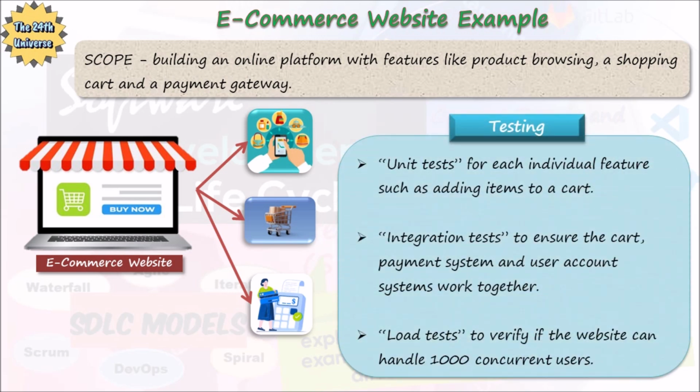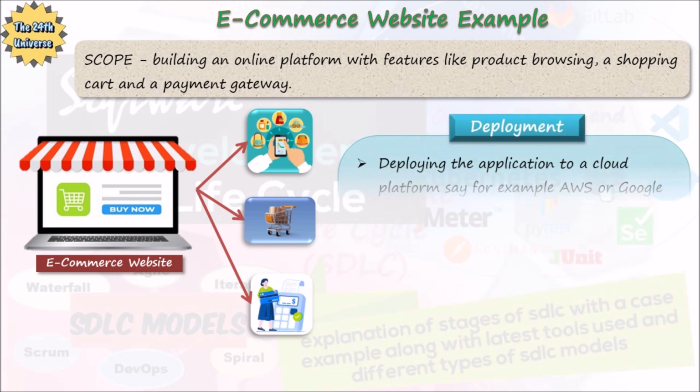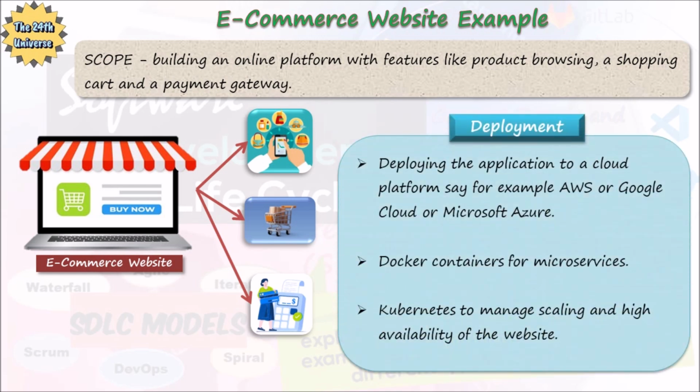Testing could include unit tests for each individual feature such as adding items to a cart, integration tests to ensure the cart, payment system, and user account systems work together, and load tests to verify if the website can handle 1000 concurrent users or not. Deployment could involve deploying the application to a cloud platform, say for example AWS, Google Cloud, or Microsoft Azure, setting up Docker containers for microservices, and using Kubernetes to manage scaling and high availability of the website.